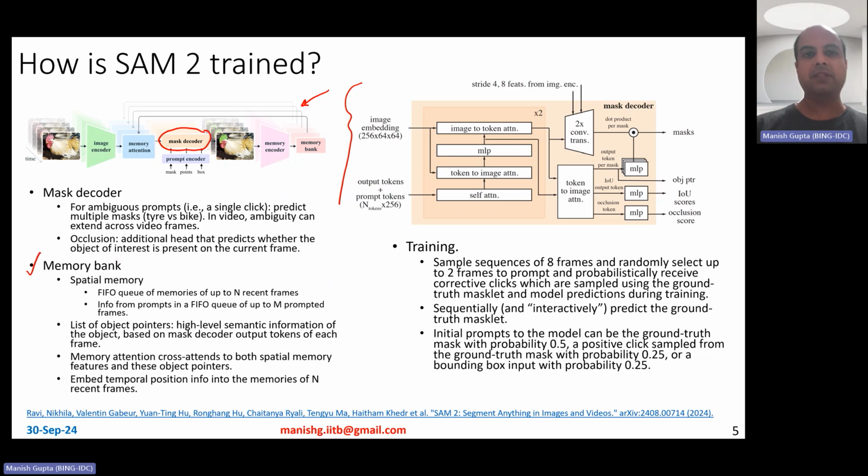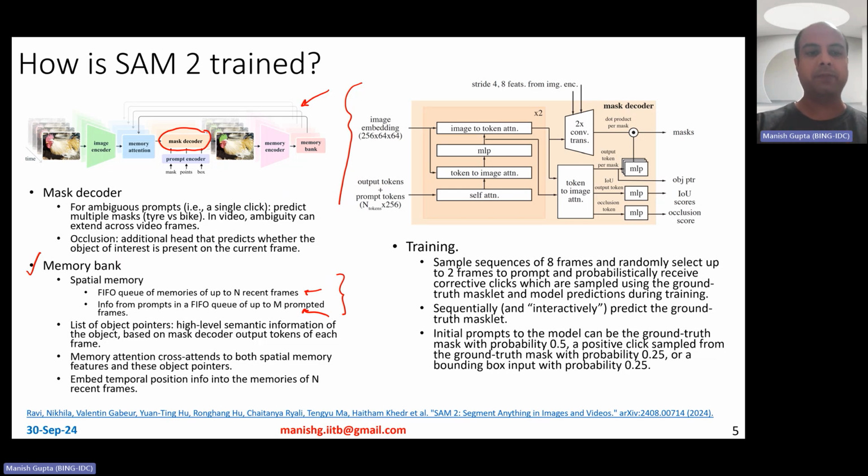As I mentioned while discussing the previous slide, the memory bank consists of three important things. Two of them are the spatial memory. In the sense, they keep memories of n recent frames and also m prompted frames. Okay, so in a queue, you don't keep all the frames processed so far, but only n recent and m prompted frames. You keep the information after the memory encoder has encoded and stored them as vectors.